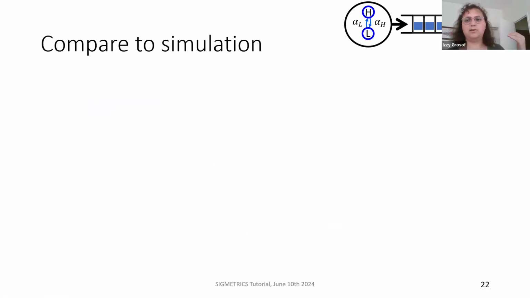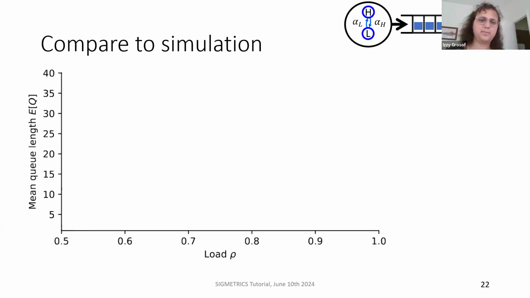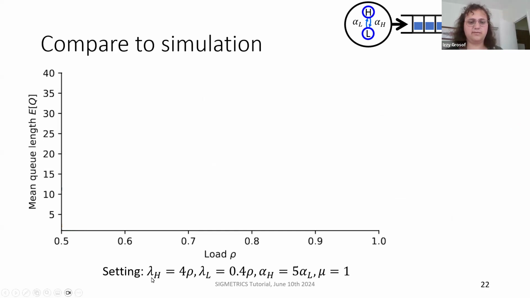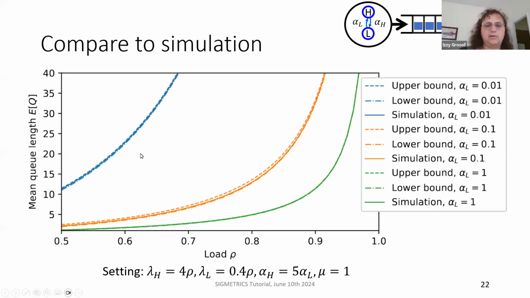All right, so we've got some bounds. I said they were good. Let's see what that looks like in simulation. So here I'm going to show you the mean Q length as a function of load in the following setting. We've got our high arrival intensity, which will be varying as a function of this load. Low arrival intensity will be 1/10 of that, and the system spends most of its time in the low intensity state, and the service rate is 1. And here are 3 different curves for 3 different settings.